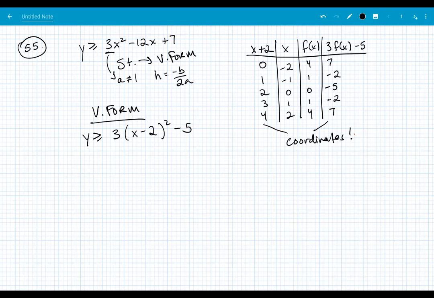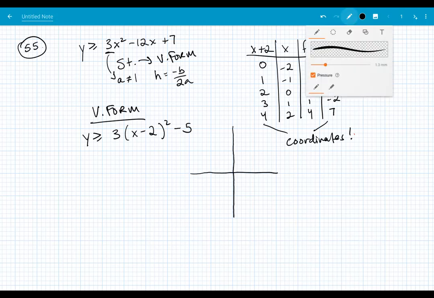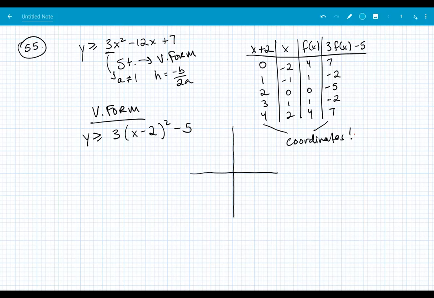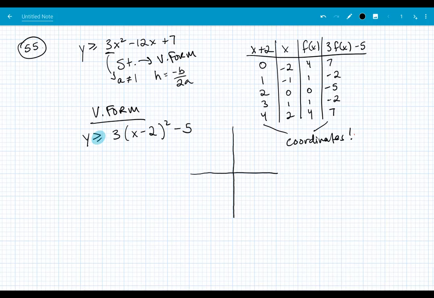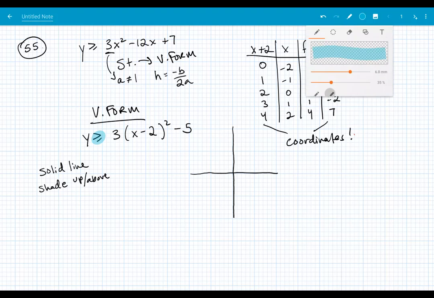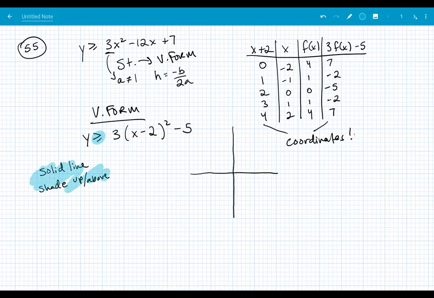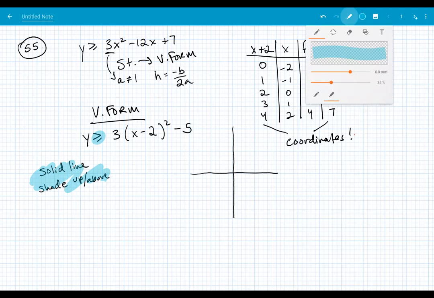Graphing this now, what I know, once again, from the inequality is 2 things. This guy alone tells me that I have a solid line and I'm going to shade up or above the line. So it tells me two things there. So I'm going to apply those here.